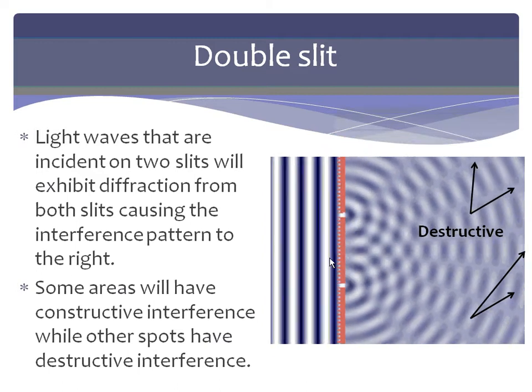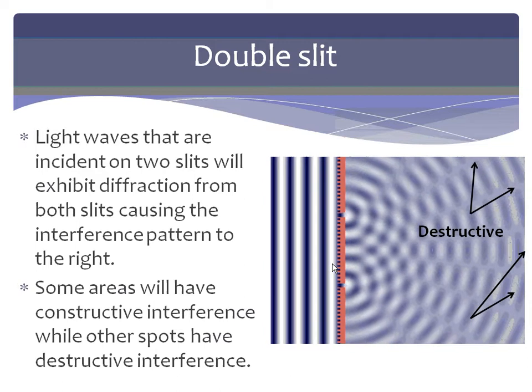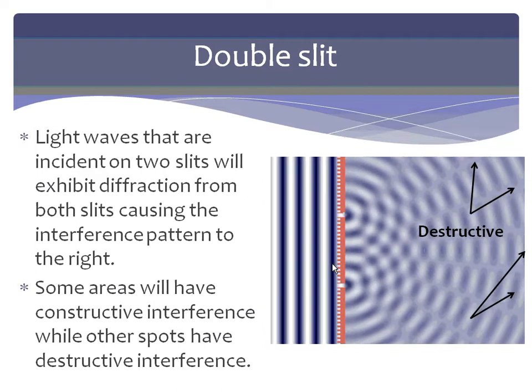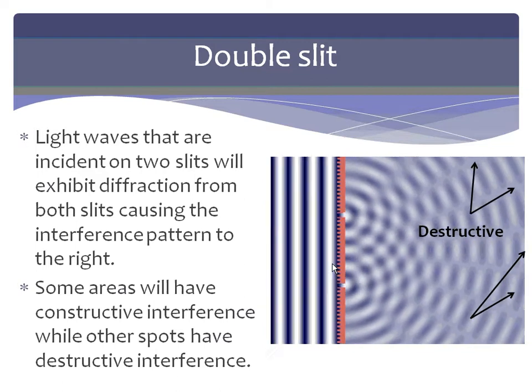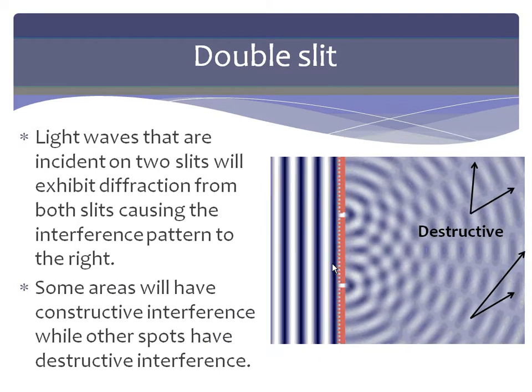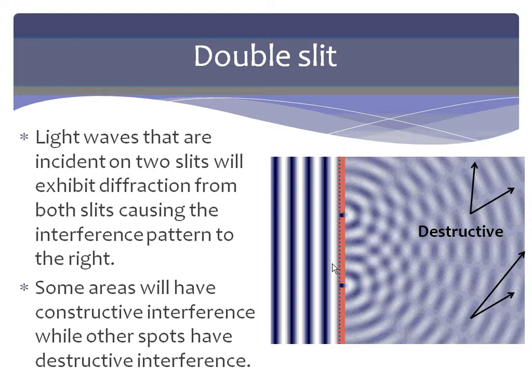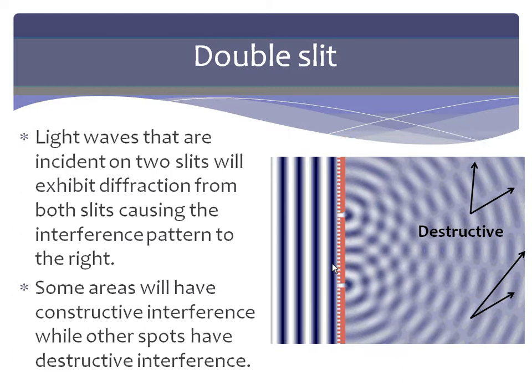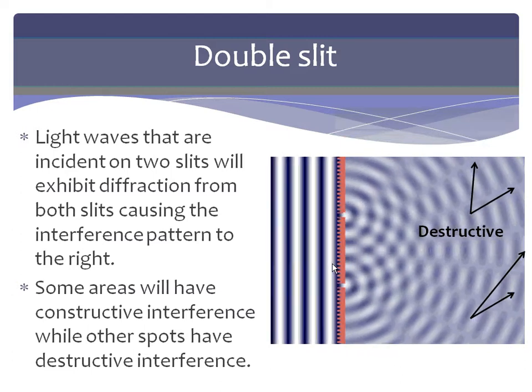Now you guys experienced this in the classroom whenever I had the two speakers going. I had two speakers that were both playing the exact same frequency, and you guys walked around and found areas where you had destructive interference and areas where you had constructive interference. Areas where it was loud and areas where it was soft. Same thing with light: you can have areas where it's bright and areas where it's dark.